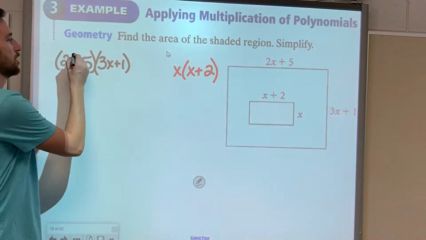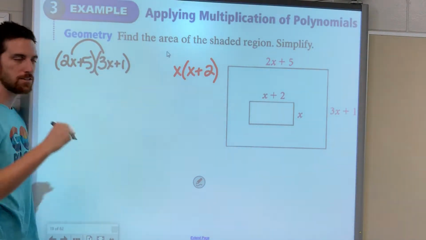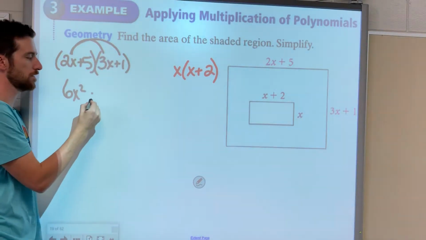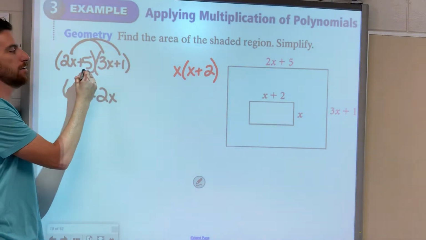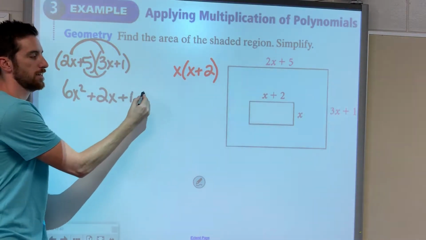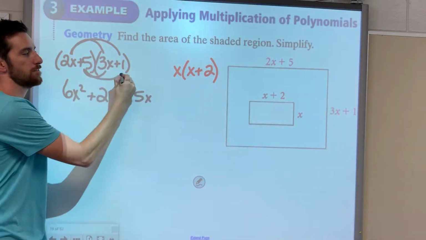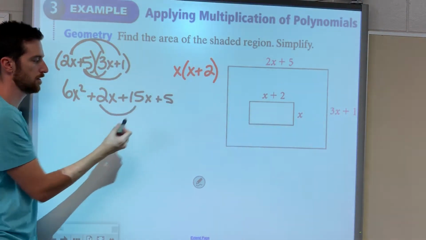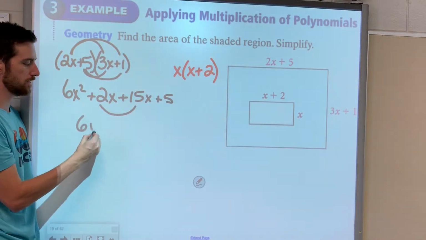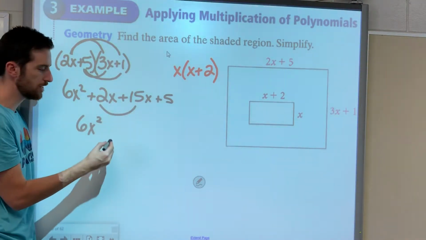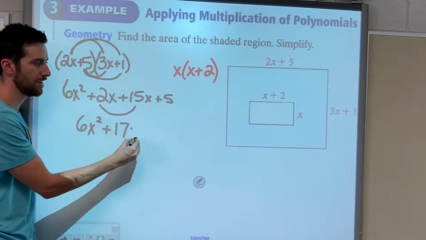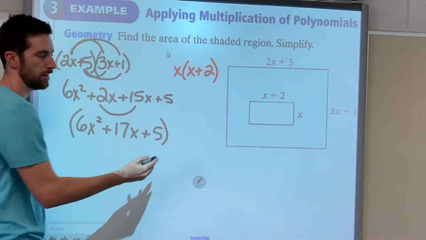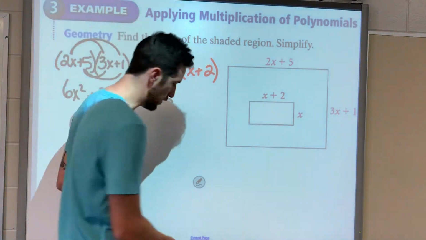So first, 2x times 3x, 6x squared. Outside, 2x times 1, that's 2x. Inside, 5 times 3x is 15x. And last, 5 times 1 is 5. If we were to simplify this, we could combine those like terms, so it'd be 6x squared, 2x plus 15x is 17x, and then the plus 5. So, that's the big one. Again, we have to subtract the small one in a moment.